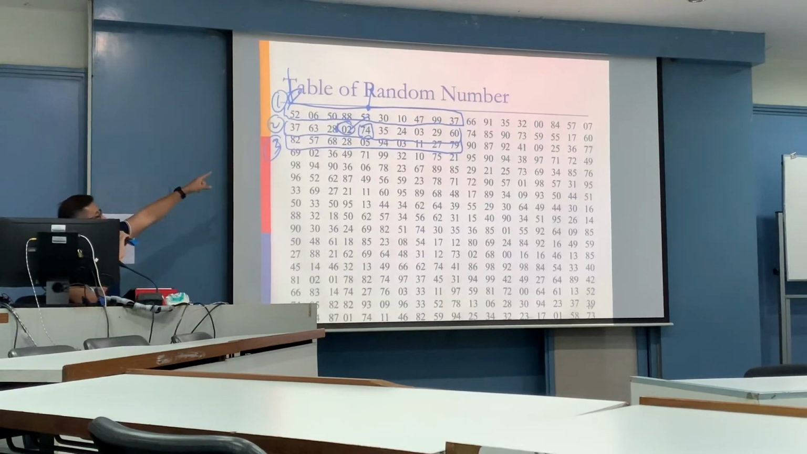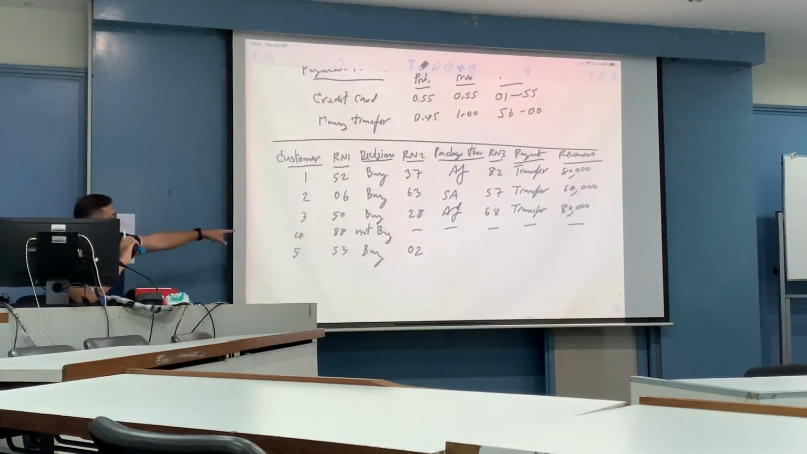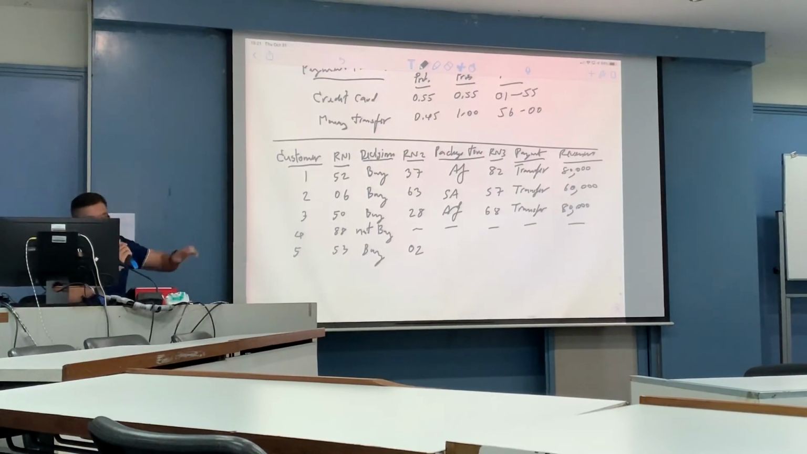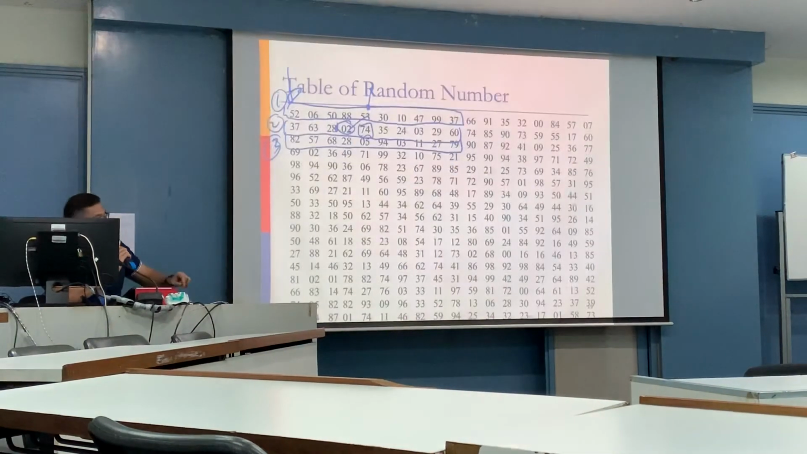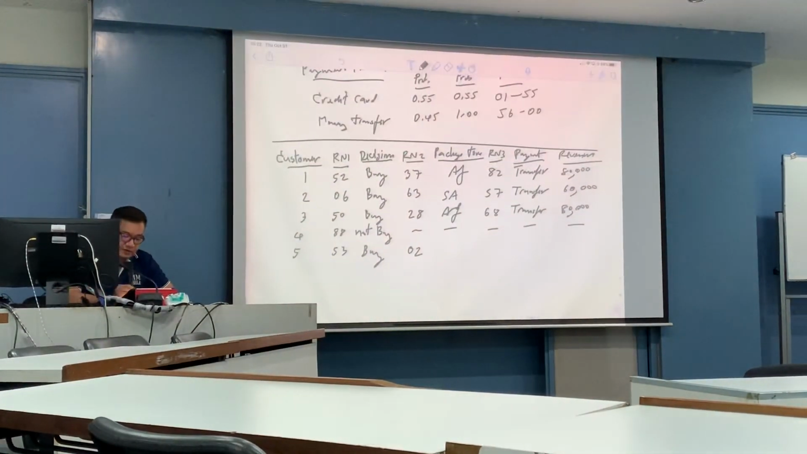We finished the second set, write the number for the package tour. Actually, we finished with 28, right? And then we stopped because customer number 4 did not buy. This customer did not buy. For customer number 5, the next number you need to use is 02, because 02 is connected from 28 in the table. Okay, just continue. So in this case it is 02.